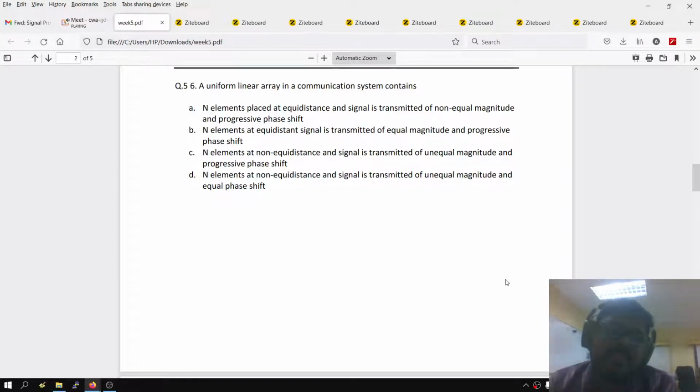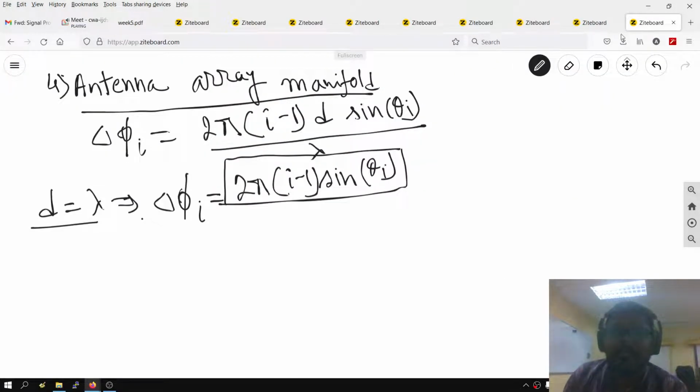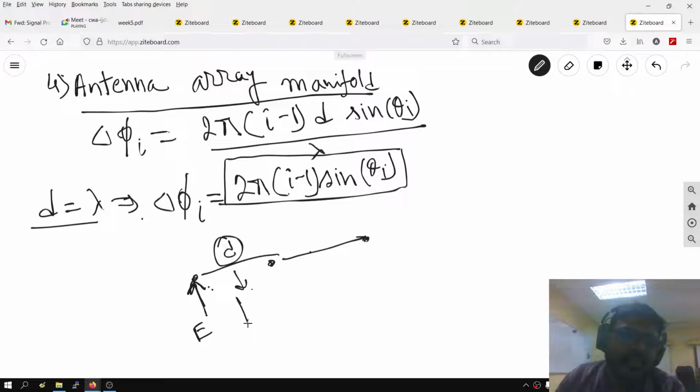And why does this phase shift come? This phase shift comes because these are the antenna elements and they are getting fed by the electric signal coming here, and there is a difference only. This difference is D. So the difference will come with a progressive phase shift.